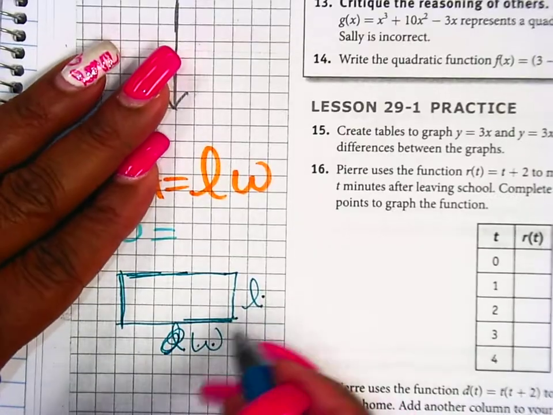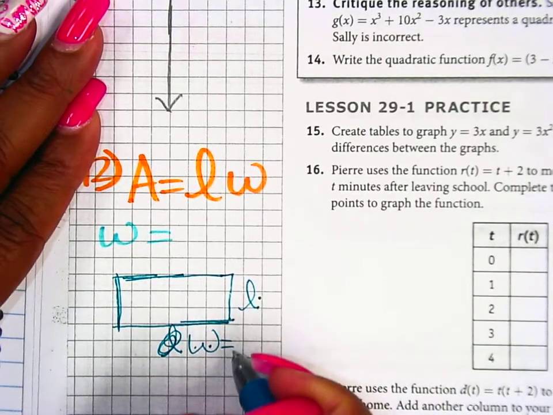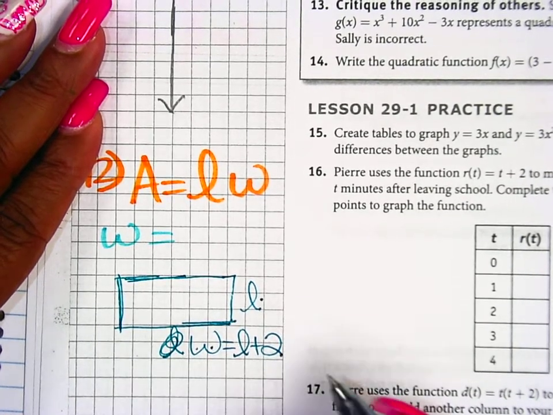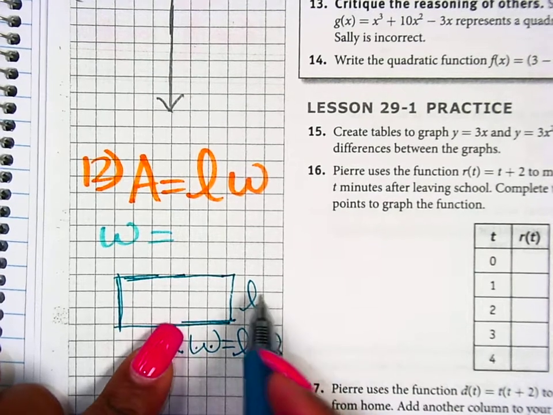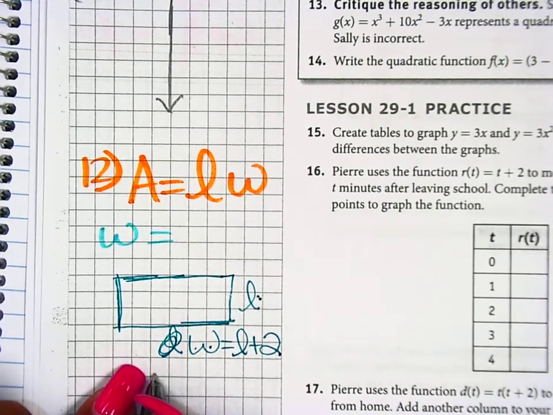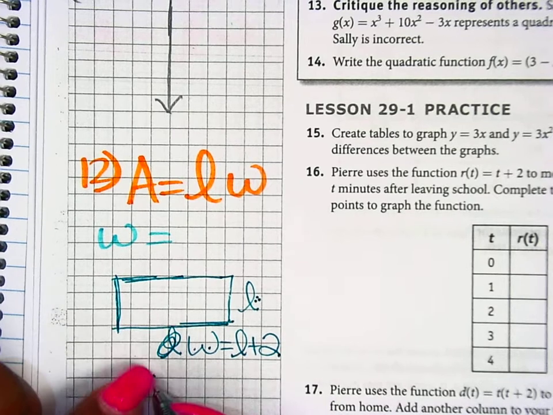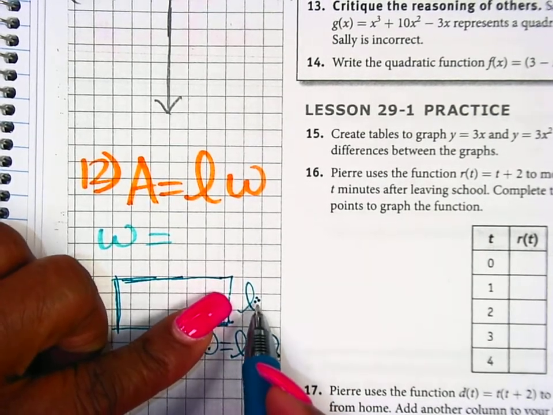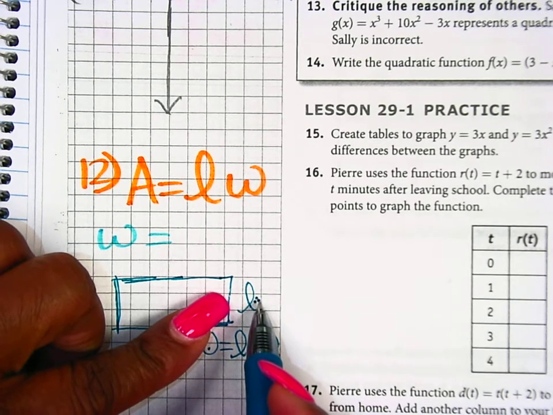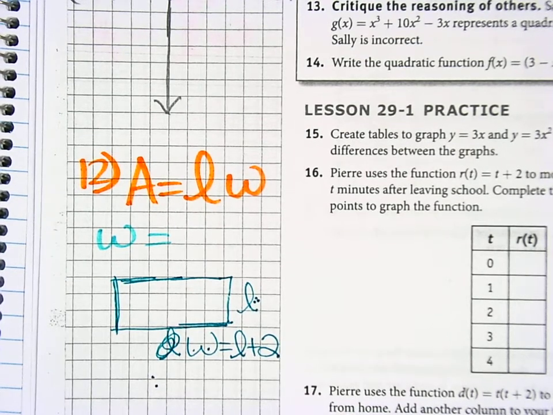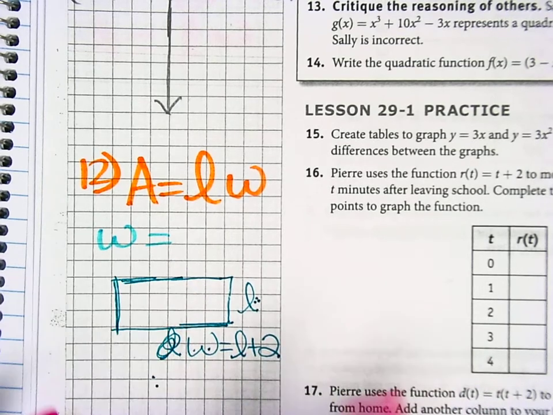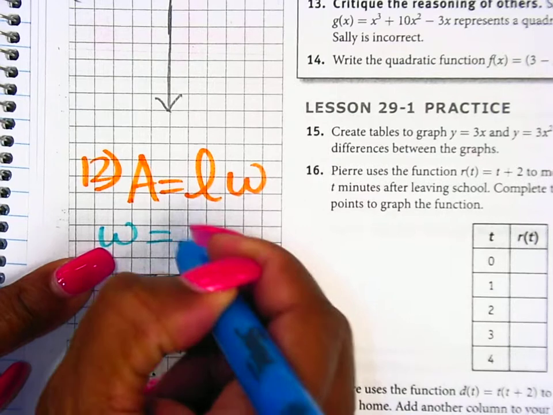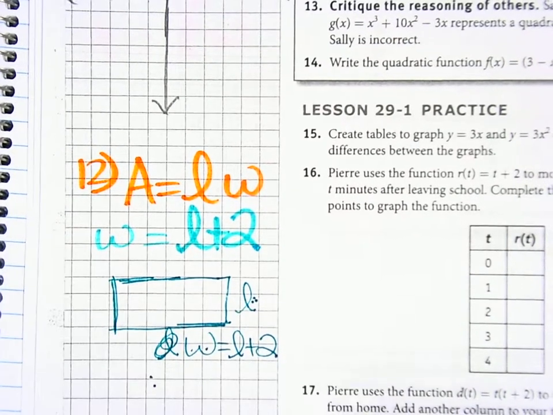So I know that my width is going to be the length plus 2 feet, because it's 2 feet longer than the length. So if my length is 6, then I know my width is 8. If my length is 9, then I know my width is 11. If my length is 0, can I have a length of 0? Exactly, that doesn't make sense. Can I have a negative length or width? No. So if you get into negative, something is not correct, okay? So now I know that my width here is the length plus 2.